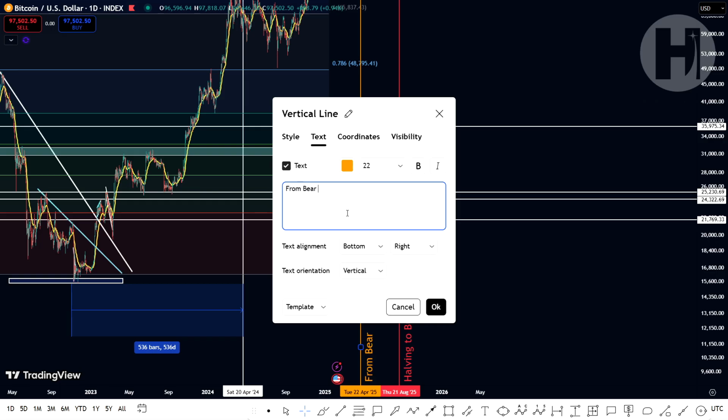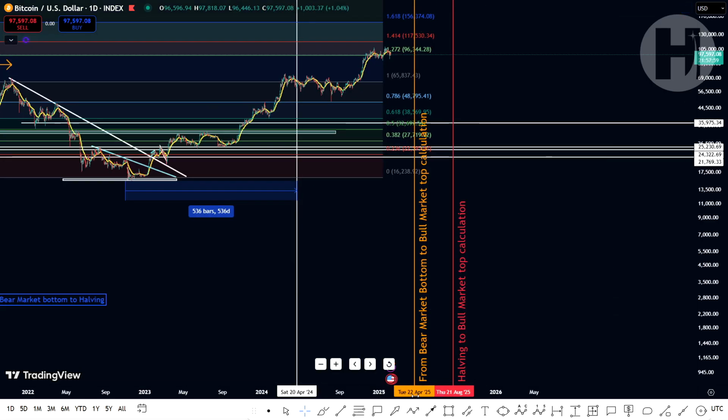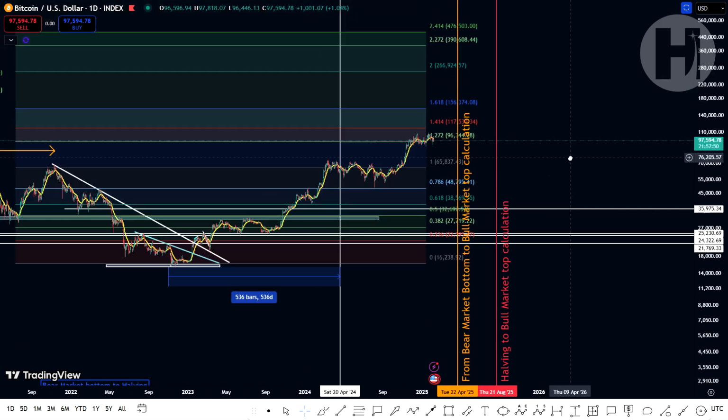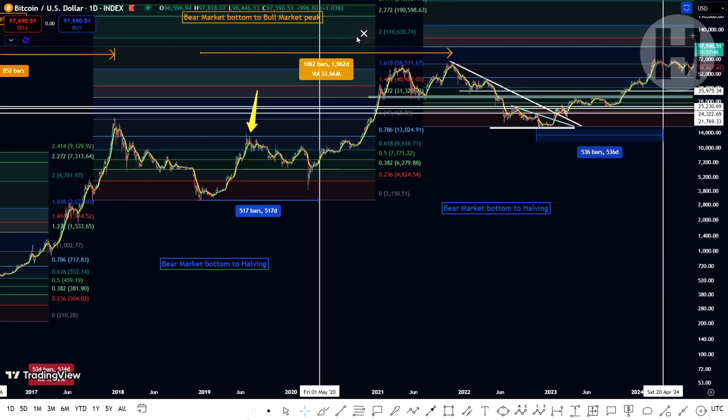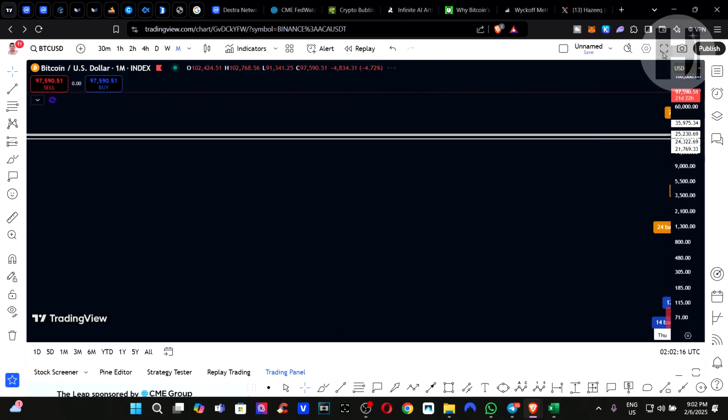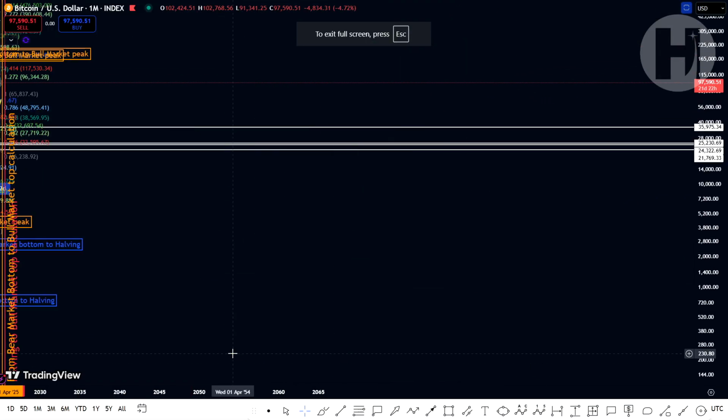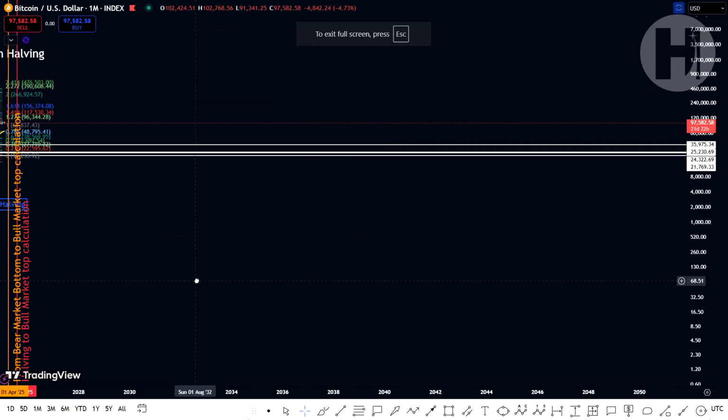From a bear market bottom to bull market top calculation. So we have April 25th and August 25th, and you can take the average between these, okay? And you'll have June. So June would be the average between these two. The other thing you can do is only use the previous 2 cycles for these calculations, and you can ignore the 2017 cycle because it was an outlier.